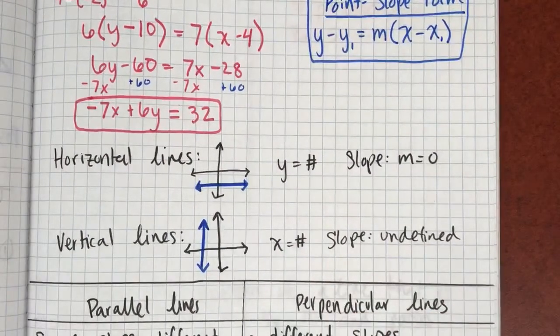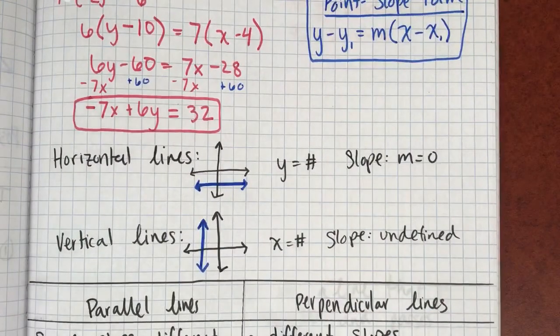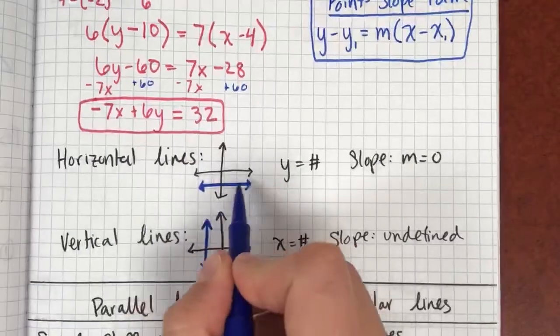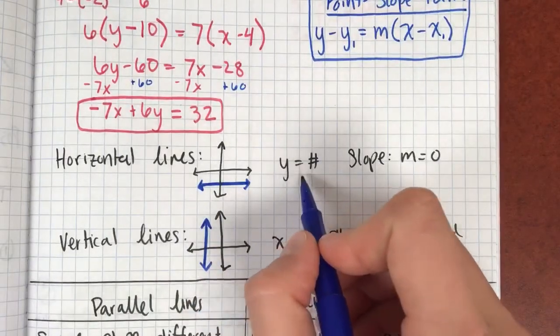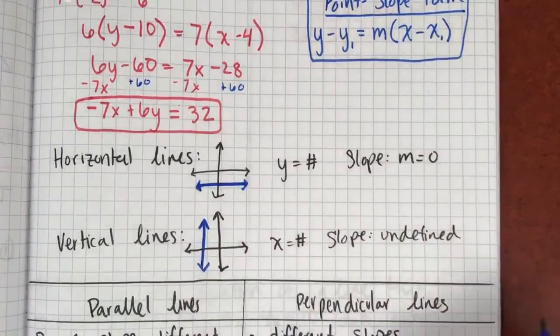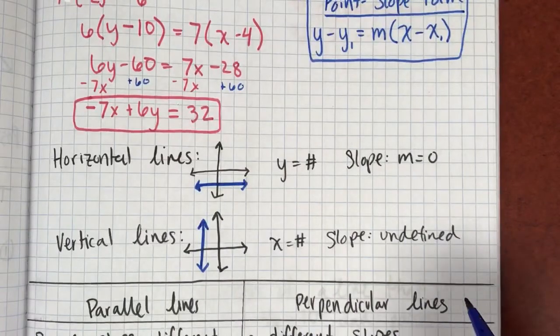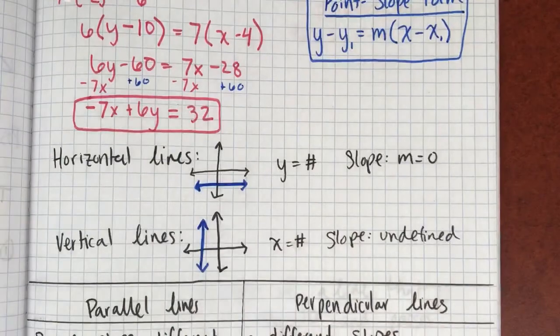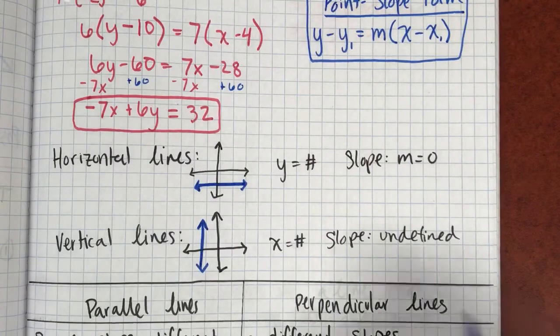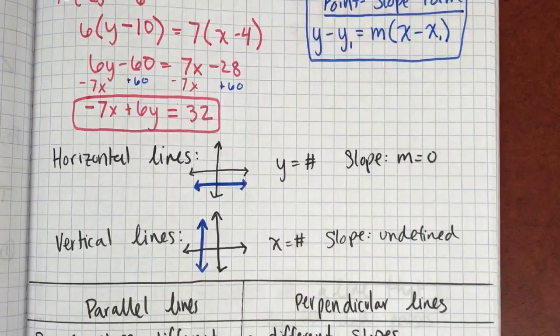Okay, again, talking about lines, just equations of horizontal and vertical lines. Horizontal lines are flat, like the horizon, and the equation is always y equals some number. There's no x in there, it's just y equals a number, and the slope is 0. For vertical lines, they are up and down, and it's always x equals some number, okay? And the slope would be undefined.